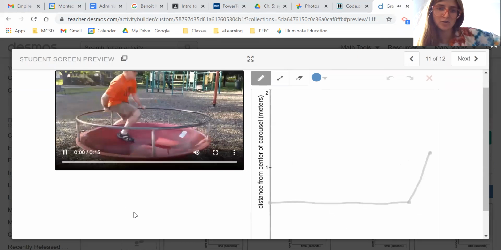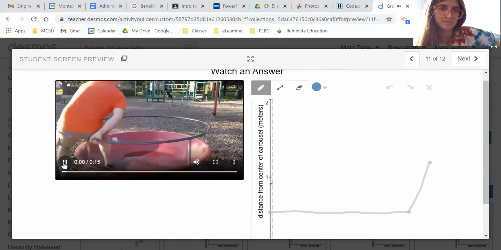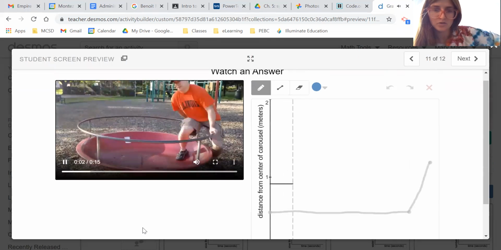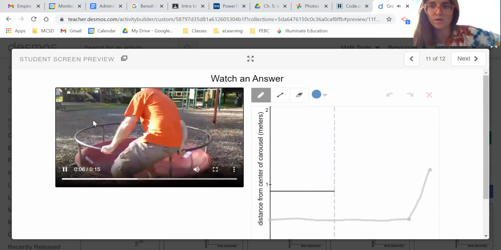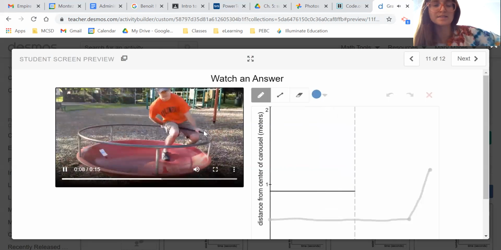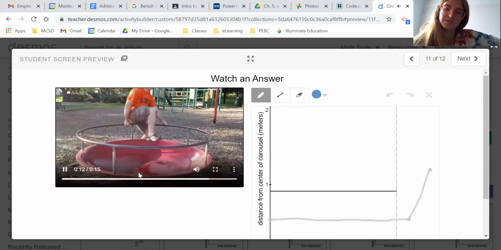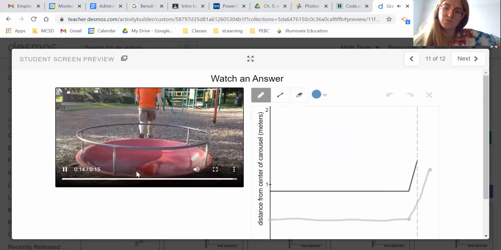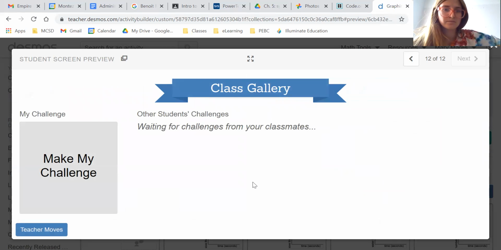Distance from the center of the carousel. Oh, come on. Yeah, so again, it just remains constant because no matter where he's at moving around, he's always that same distance away from the center until he stops and then starts walking away. We don't need to do this part, that's all right. And that's it.